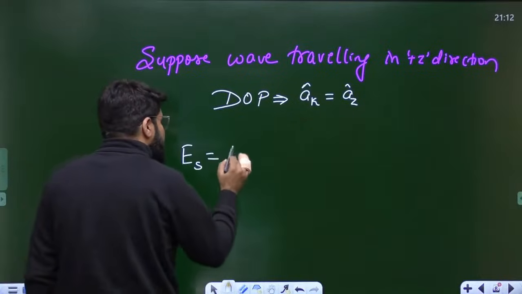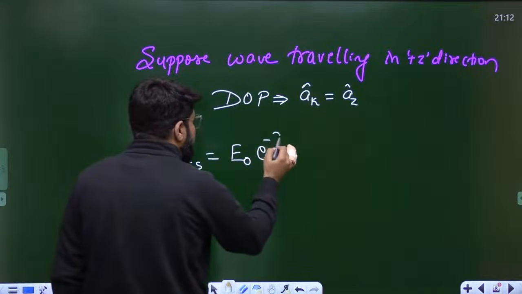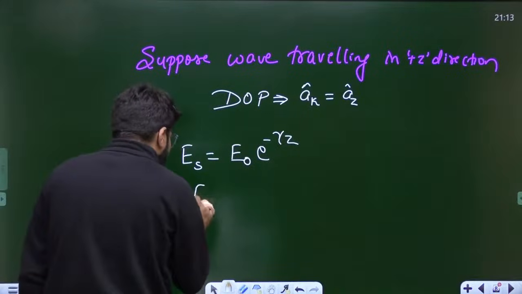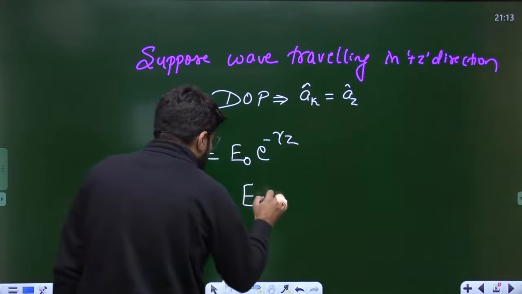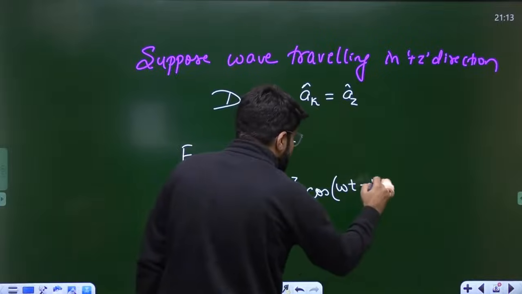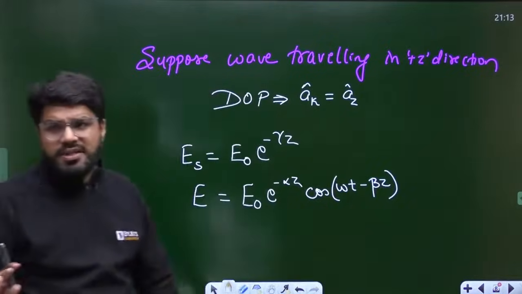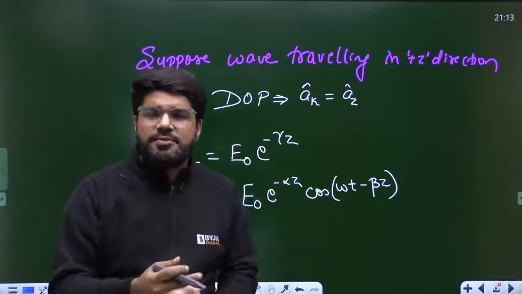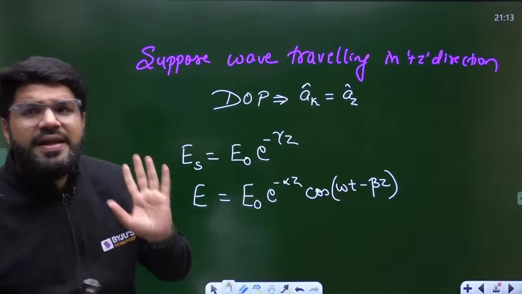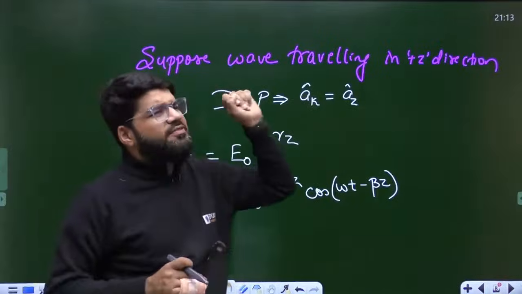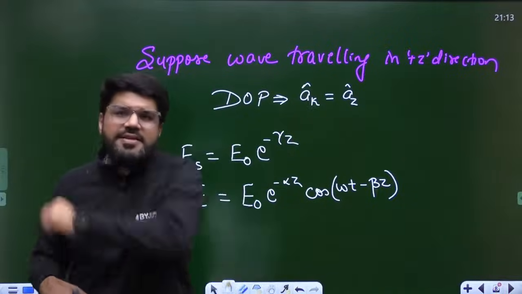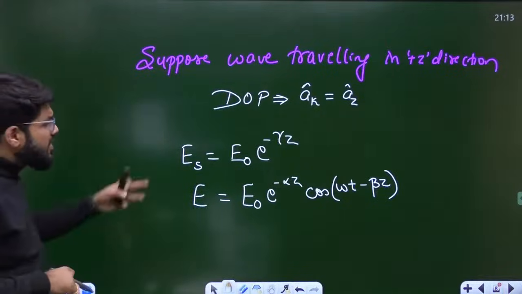Electric field in the phasor form is written by the formula E naught e raised to the power minus gamma z. In the time varying form, it is written as E naught e raised to the power minus alpha z cosine of omega t minus beta z. All this has been obtained by solving Maxwell's equations. Let's focus on oblique incidence, because most things about plane waves, whether normal incidence or basic properties of a wave, are very simple and many students can handle them. We need to focus on oblique incidence. So these are the equations of waves.